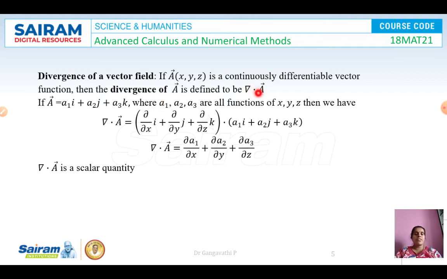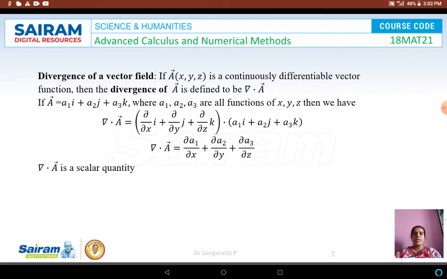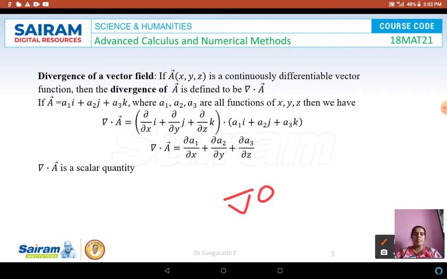So observe the difference between grad phi and divergence. There was no dot there. That was an ordinary multiplication, grad phi, which was only del into phi. But here it is del dot A. There is a dot product between del and a vector A. Here vector A, let us consider in the form a1 i, a2 j, a3 k cap, so I component, j component and k component, where a1, a2, a3 are all functions of x, y, z.